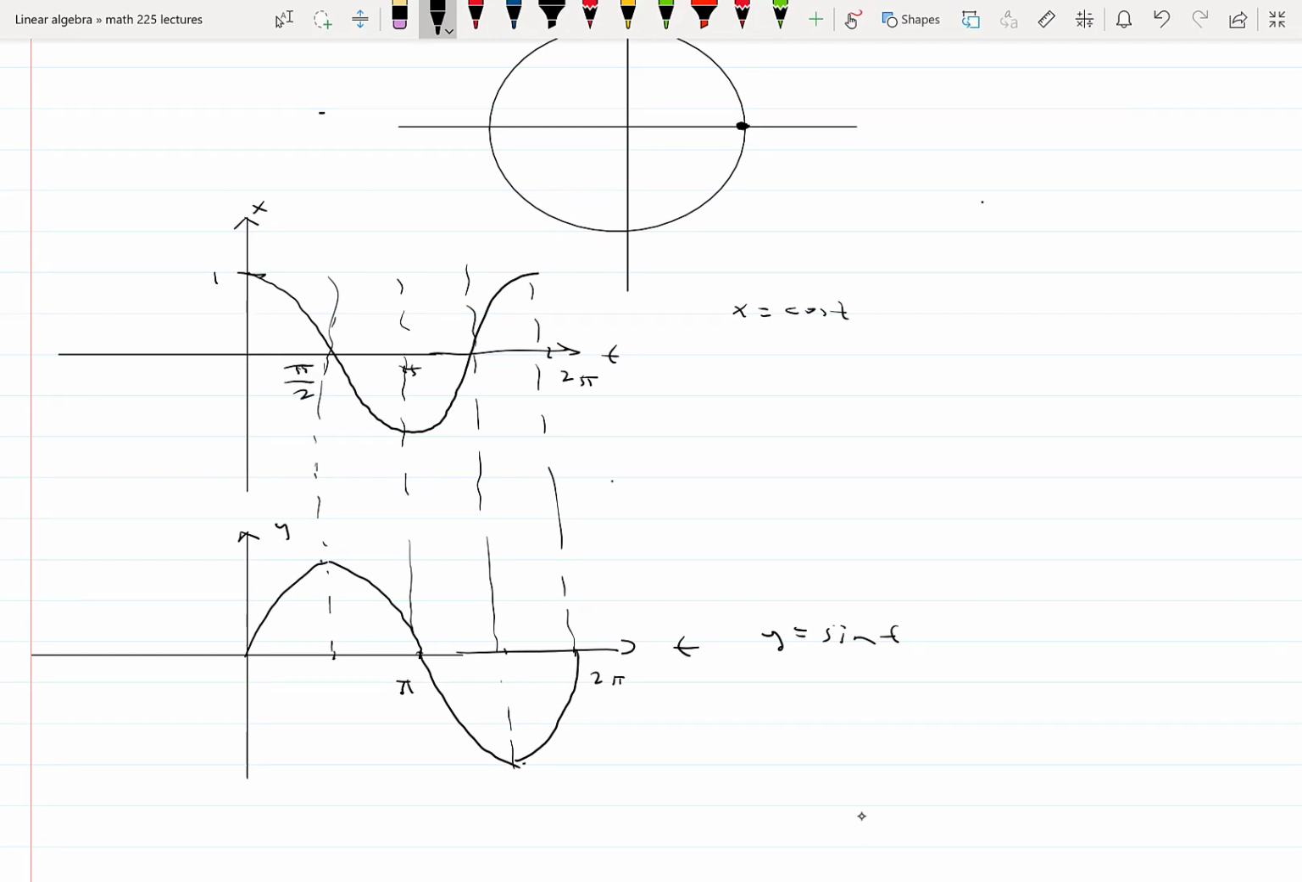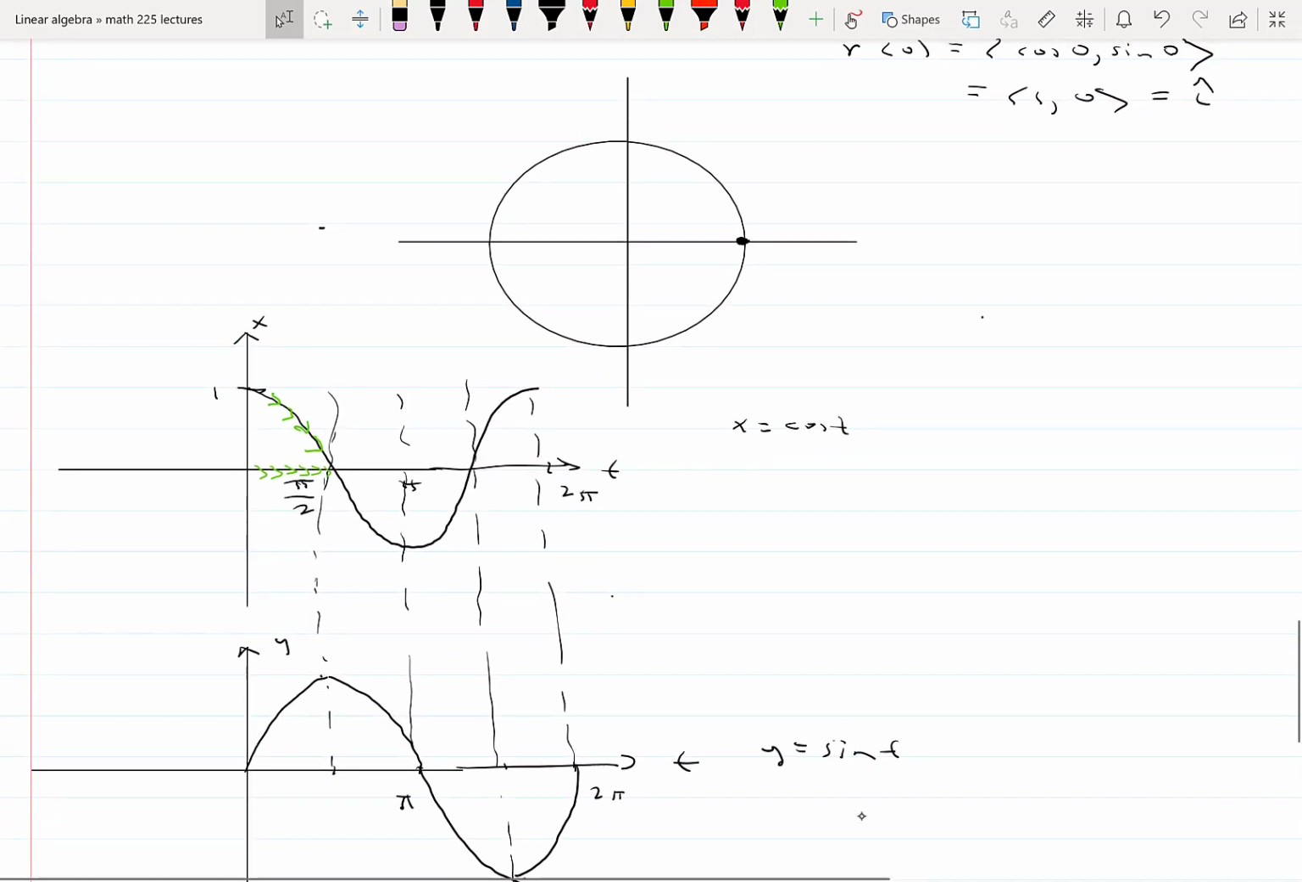Okay. So as t goes from 0 to pi over 2, just concentrate now on the x coordinate. As t goes from 0 to pi over 2, that's indicated by little green arrows along the t-axis, the x value goes from 1 to 0. So put that in the corresponding xy plane above. As t goes from 0 to pi over 2, only the x coordinate goes from 1 to 0, so the x coordinate is going to do that.